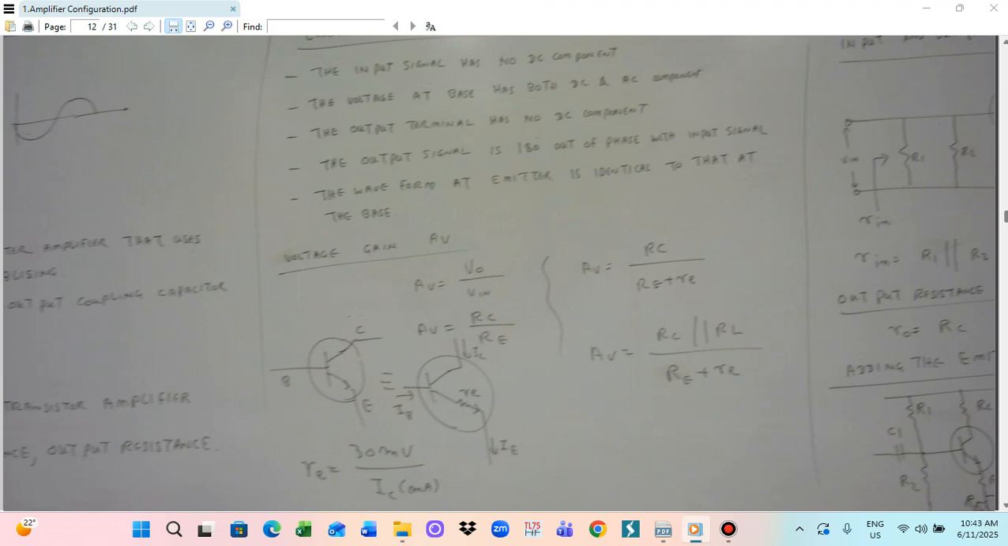The output signal is 180 degrees out of phase with the input signal. The waveform at the emitter is identical to that at the base. Those are the characteristics of the CE amplifier. When we are using the CE amplifier, it contains those characteristics.